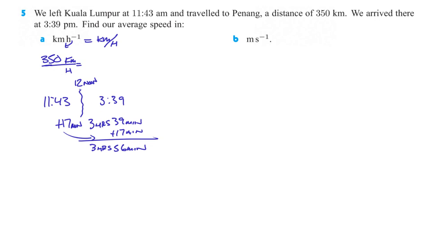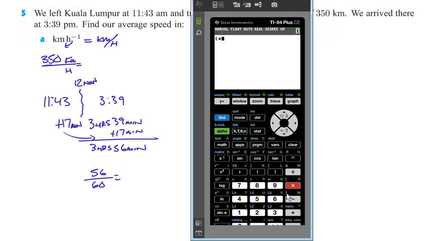So what we got to do is convert our minutes into hours. What we want to do with that is take 56 divided by 60. So we will do 56 divided by 60. Okay, not times, 56 divided by 60. 56 divided by 60 gives us 0.933.